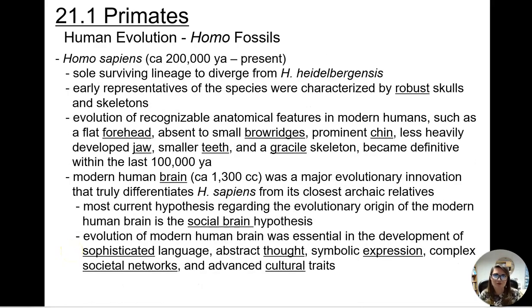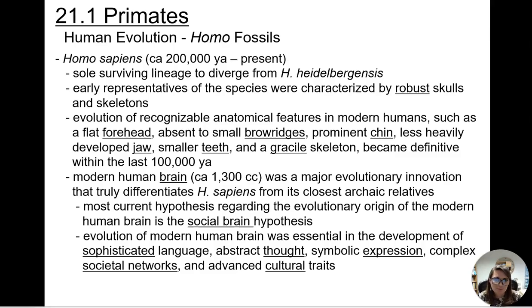Homo sapiens are going to appear around 200,000 years ago, and they're still here today. That's us. They're the sole surviving lineage of the Homo heidelbergensis. Early representatives of this species are characterized by robust skulls and skeletons. Evolution of recognizable anatomical features in modern humans, such as a flat forehead, absent to small brow ridges, prominent chin, less heavily developed jaw, smaller teeth, and gracile skeleton, became definitive within the past 100,000 years. So we have a more graceful, more streamlined skeleton.